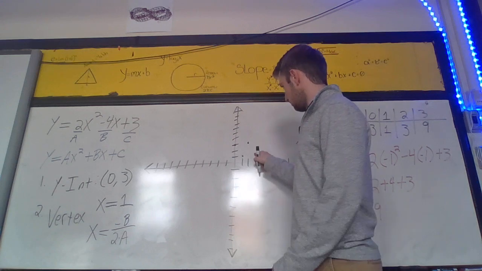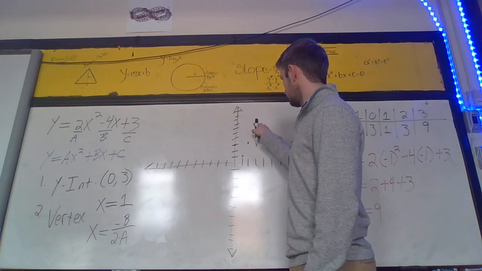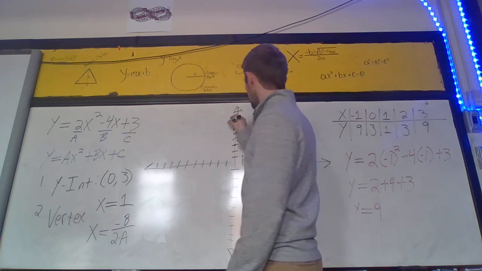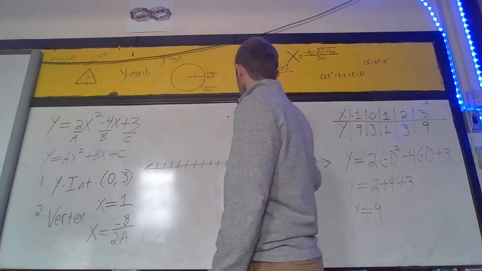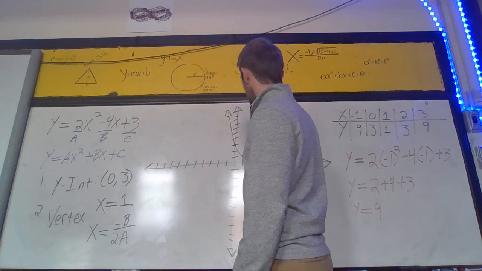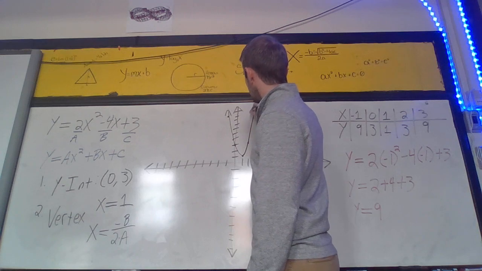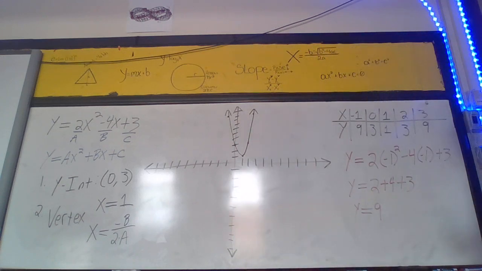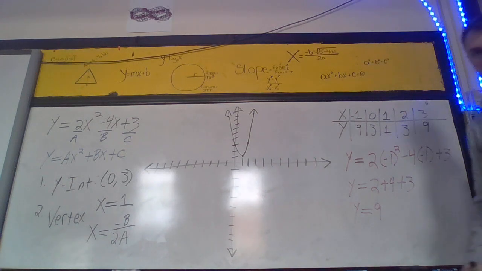Excuse me. 3, 1, 2, 3, 4, 5, 6, 7, 8, 9. Okay? And then we're going to say -1, 9. Okay? And this is what my parabola is going to look like. Okay? I'll step back a little bit, let you see all my work, and that's it.